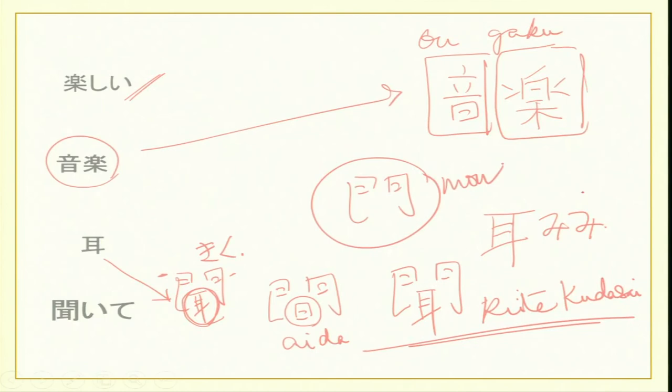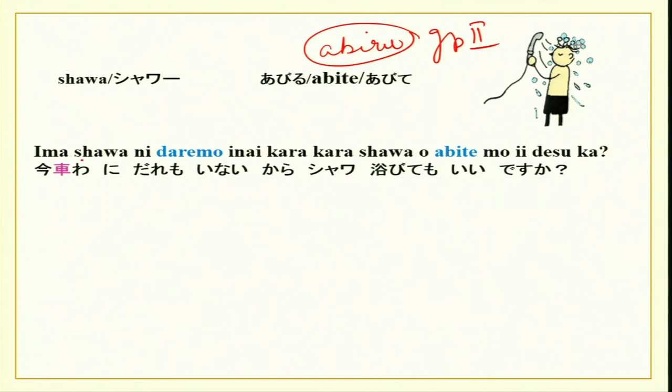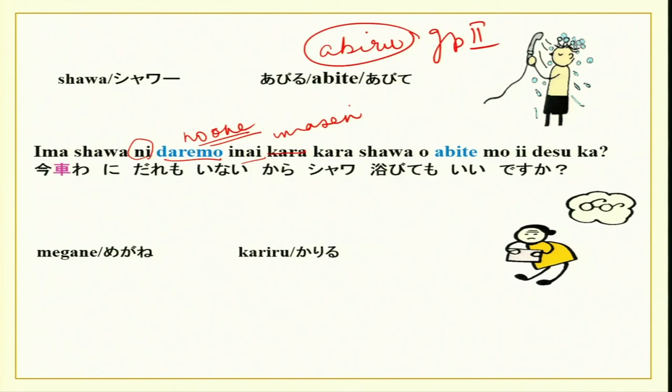Now, what is Taro doing over here? He's taking a shower. So, shawa o abiru is the verb. This is in group 2. And ima shawa ni dare mo inai kara. Shawa o abite mo ii desu ka? Dare mo, no one. Shawa ni, in the shower, dare mo imasen. Kara, shawa o abite mo ii desu ka? Is it all right if I take a shower? So the answer could be hai, answer could be dozo, anything informal.